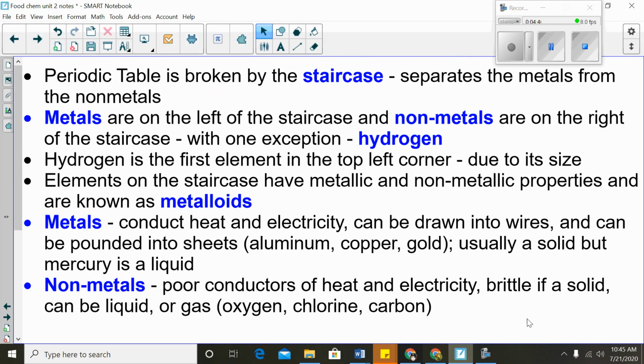Now the periodic table is broken by the staircase, which separates the metals from the nonmetals. Metals are on the left of the staircase, and nonmetals are on the right of the staircase, with one exception: hydrogen. Hydrogen is the first element in the top left corner due to its size.